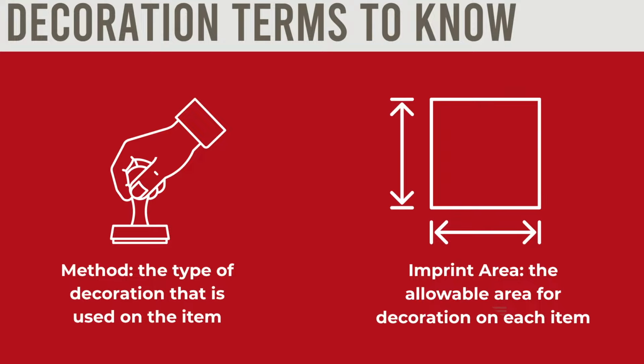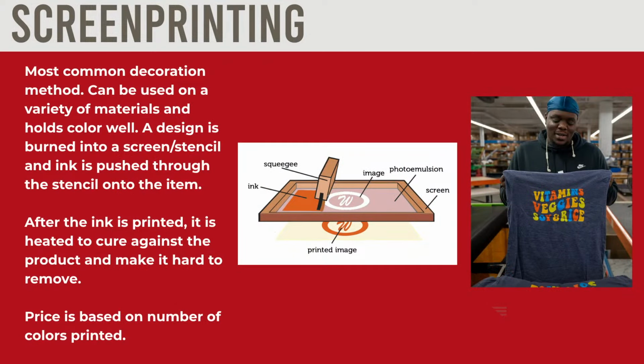So when we're talking about decoration terms, we want to know what the type of decoration is that we're using. And we also want to talk about the imprint area. That's the allowable area for each decoration on each of those items. And every item that we put a logo on has some type of decoration area, and we'll explain where those come into play.